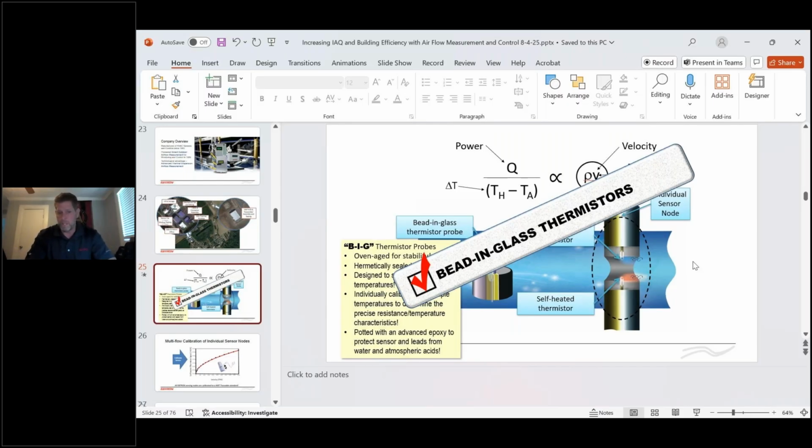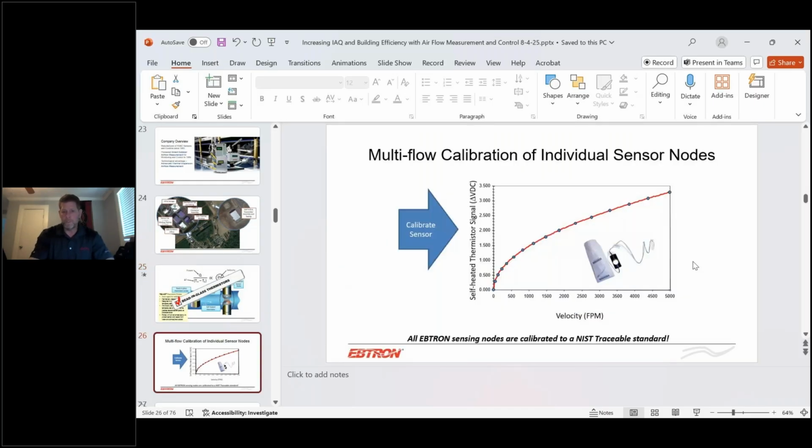The thermistors are oven aged for stability, hermetically sealed for long life, designed to survive extreme temperatures. Each one of those sensing nodes is individually calibrated at the factory. And I'm going to show you one more slide on that, and that's it. They are potted with an advanced epoxy to ensure that the thermistors are protected from any kind of outside elements like salt water, moisture, things like that. So this is a slide that just covers the calibration really quick.